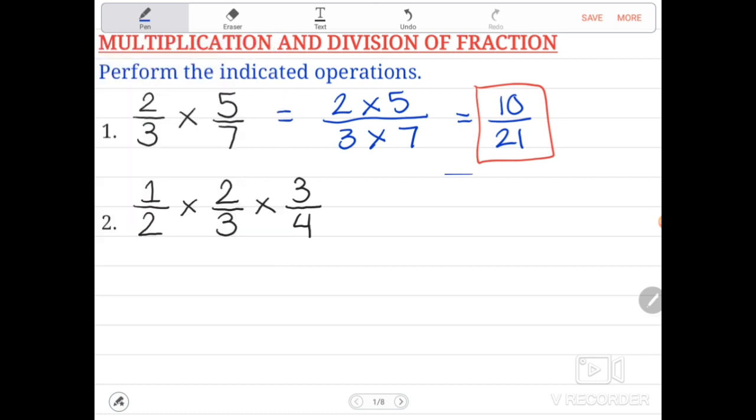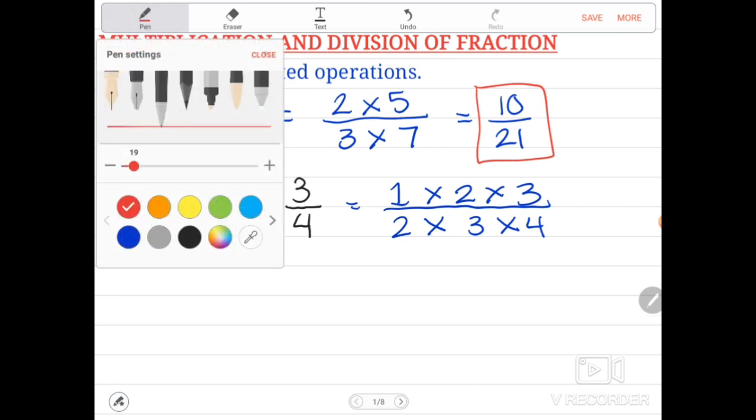1/2 times 2/3 times 3/4. So let us rewrite numerator, all numerator, then all denominator. We have 1 times 2 times 3 all over 2 times 3 times 4. Okay? So always remember guys, if we have same numbers in numerator and denominator, we can cancel out.